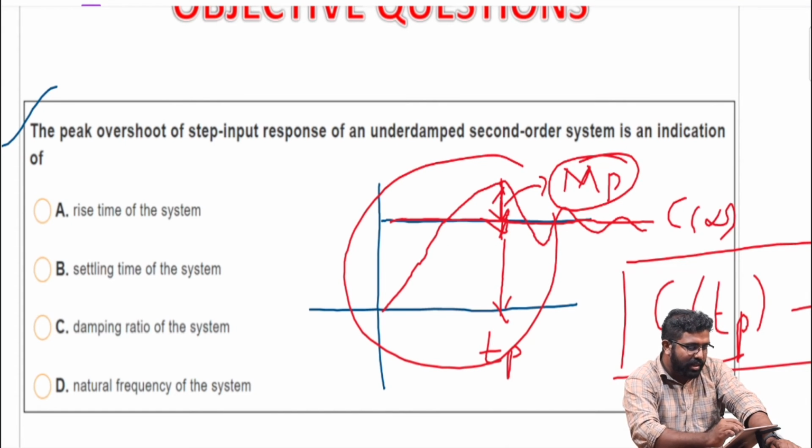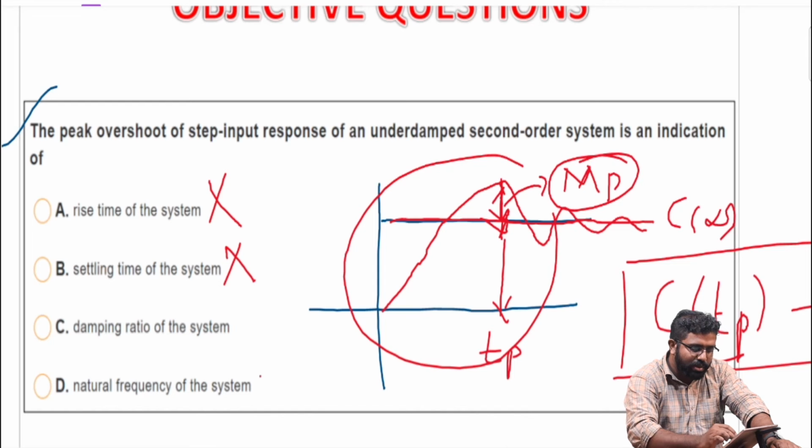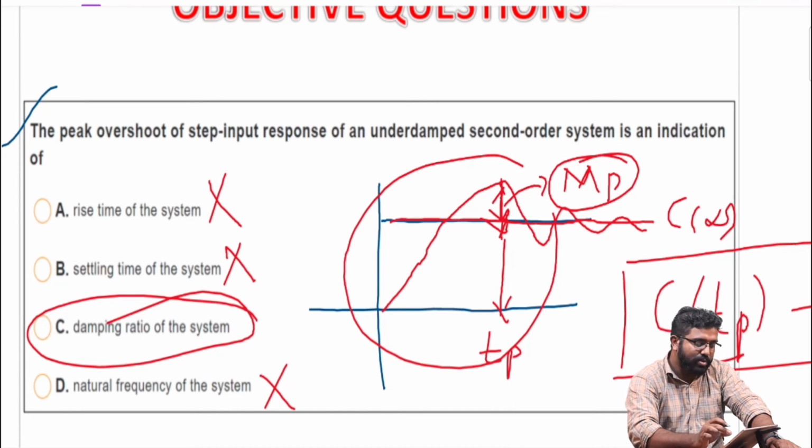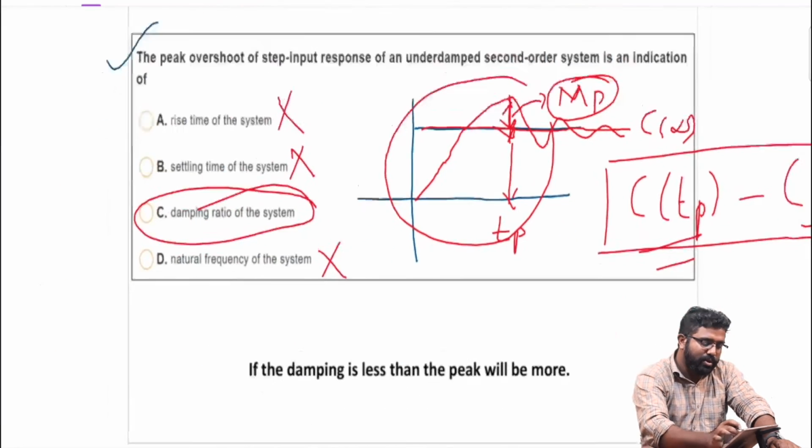So the options are: rise time of the system, it does not depend on that; settling time, it does not depend on that; natural frequency, it does not depend on that. It depends upon the damping ratio. If the damping ratio is higher, then peak overshoot will reduce. So the correct answer is option C. Now we are going to the next question.